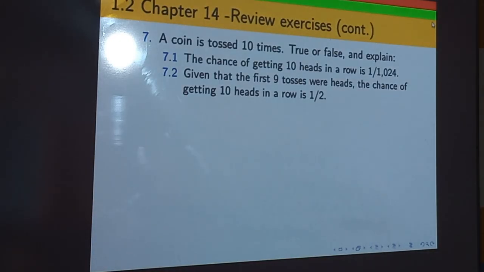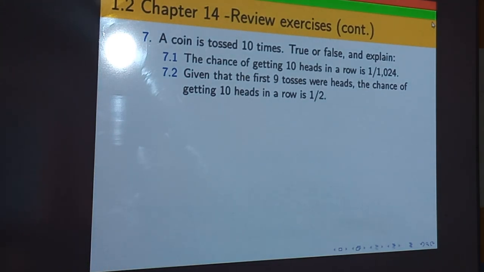The coin is tossed 10 times. The chance of getting 10 heads in a row is 1 over 1024. Given that the first 9 tosses were heads, the chance of getting 10 heads in a row is 1 over... Is the first one correct? The chance of getting 10 heads, yeah, 1 over 2 to the power 10. Yeah, that's correct. Second one.